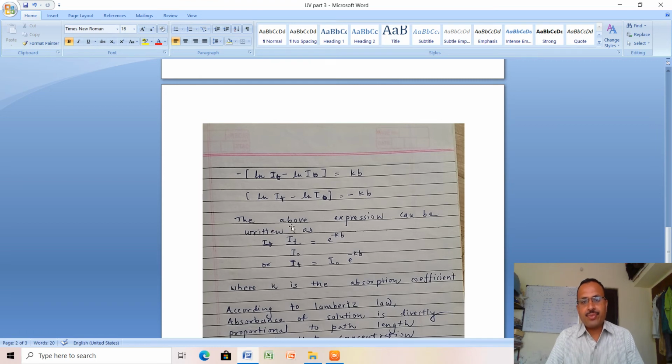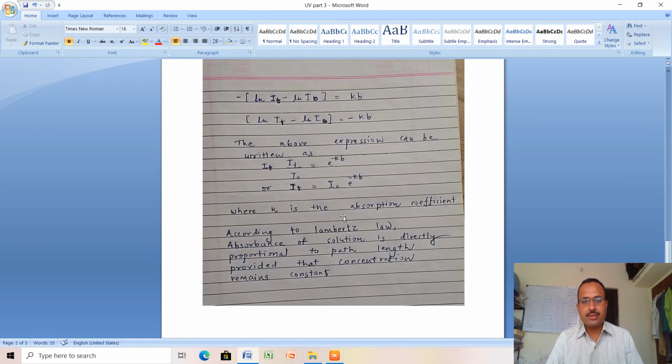If we remove the ln, which is nothing but the natural log, then on the right-hand side we use the term e, and ln is eliminated. It upon I0 is equal to e raised to minus kb. So It is equal to I0 into e raised to minus kb, where k is the absorption coefficient in the exponential factor.